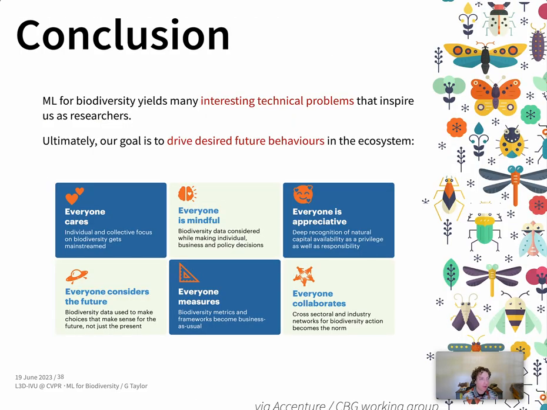And so I'm going to wrap it up here. ML for biodiversity yields many interesting technical problems that inspire us as researchers. And ultimately, apart from the interesting machine learning problems, our goal is to derive desired future behaviors in the ecosystem. Everybody cares about biodiversity. Everyone's mindful of biodiversity. We're appreciative of the natural capital available. We consider the future. We measure biodiversity regularly. And we collaborate to inspire and advance biodiversity action.